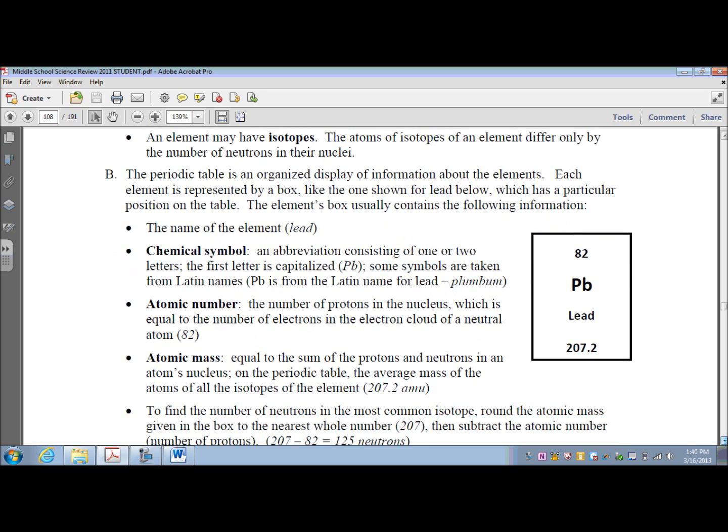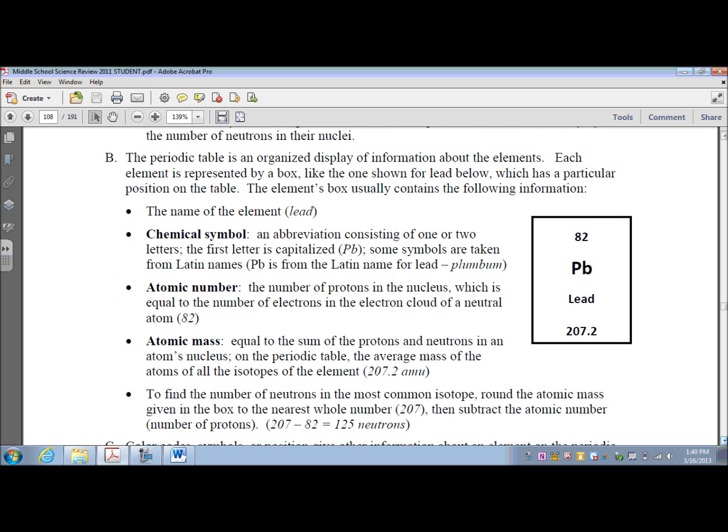Section B. The periodic table is an organized display of information about the elements. Each element is represented by a box, like the one shown for lead below, which has a particular position on the table. The element's box usually contains the following information: the name of the element, lead, and the chemical symbol, an abbreviation consisting of 1 or 2 letters. The first letter is always capitalized. Some symbols are taken from Latin names. Pb is from the Latin name for lead, plumbum.